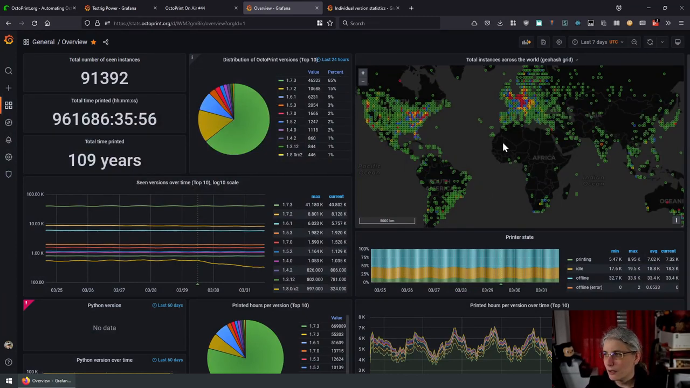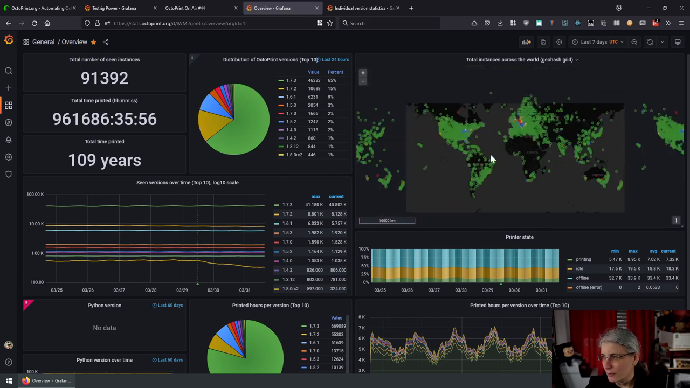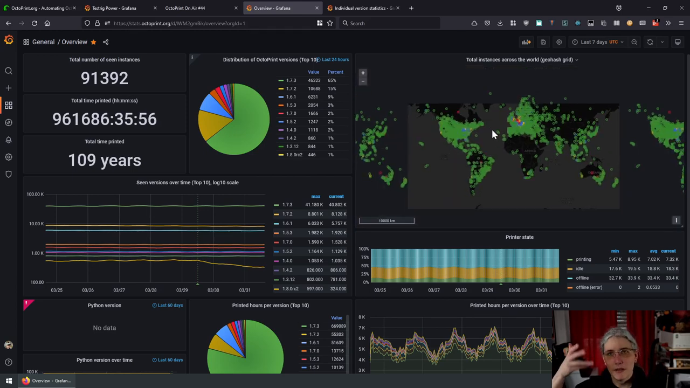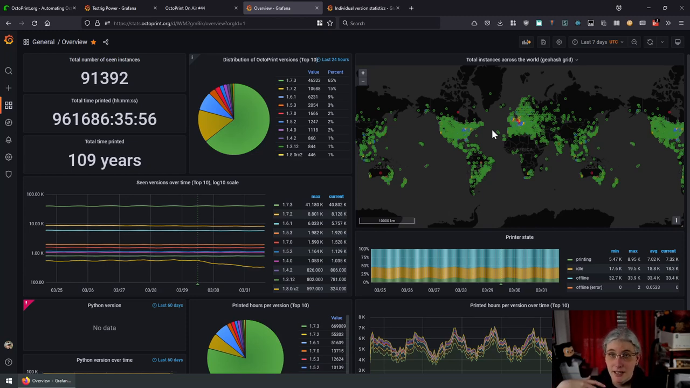So this is the usual thing, although the graph has changed slightly because I did a Grafana update recently, and then I had to fix a ton of the graphs again, and especially the world panel was causing me a lot of problems, but hey, okay. So we see that 1.8.0 RC3 isn't even making an appearance in the overall top 10 distributions here, which is kind of sad, but usual problem. 91,392 instances the past 7 days, not the past 30, the past 7. And altogether they printed over a century, so hooray, maybe.